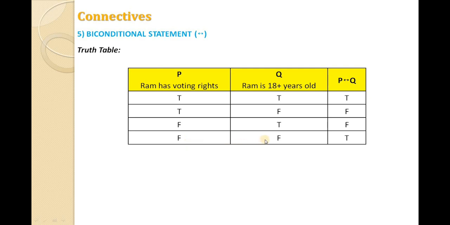The last is Ram has voting rights, that is false. Ram is 18 plus years old, that is also false. Now this statement is true because Ram does not have the voting rights and Ram is not 18 plus years old. Any citizen with less than 18 years does not have the voting rights. That is the case. If P is false, Q is false, then the conclusion is true. Means for the double implies, if it is TT then T, if it is FF then T. Means if P and Q both are identical, the same, then the conclusion is true, otherwise it is false.